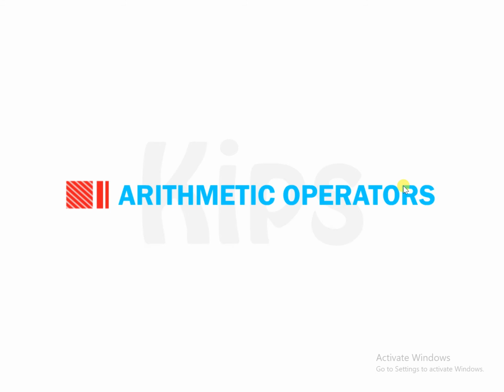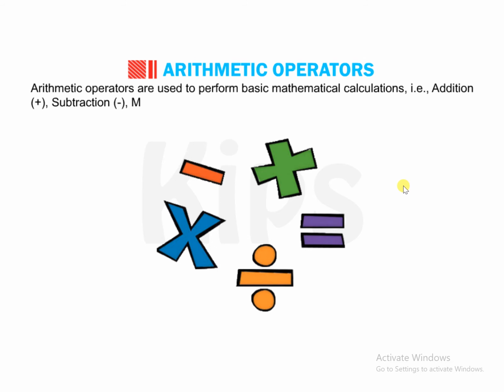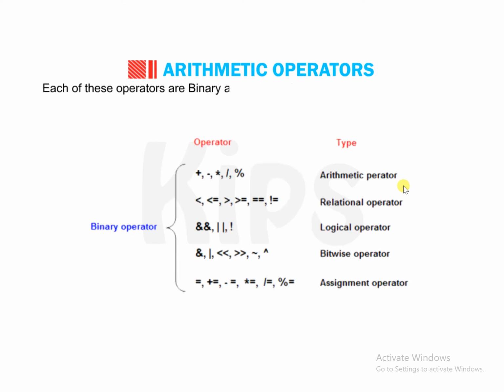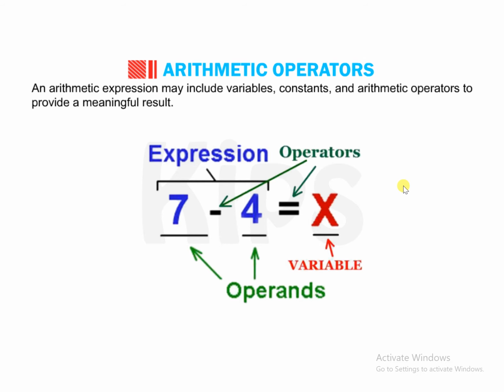Before moving forward, let us first talk about arithmetic operators. Arithmetic operators are used to perform basic mathematical calculations, that is, addition, subtraction, multiplication, division, and remainder. Each of these operators are binary arithmetic operators because they require two operands to perform any calculation. An arithmetic expression may include variables, constants, and arithmetic operators to provide a meaningful result.